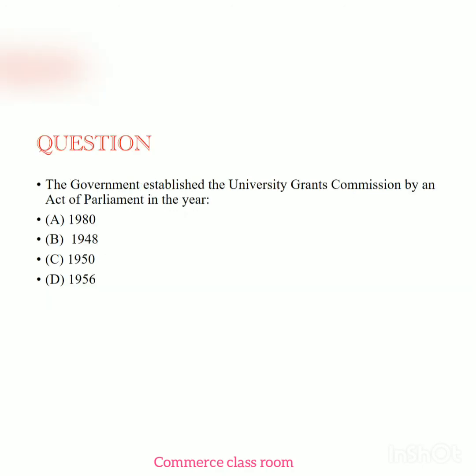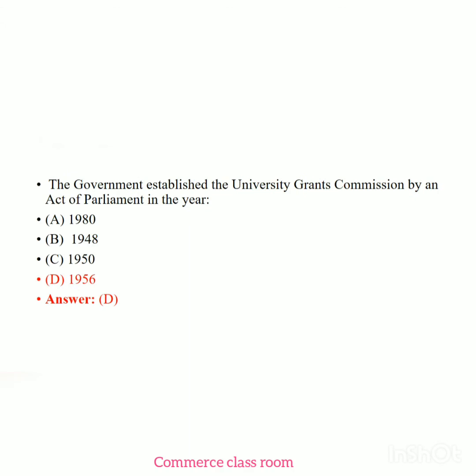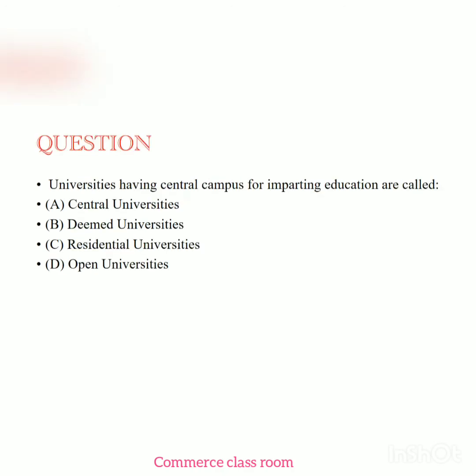Next question. The government established the University Grants Commission by the Act of the Parliament in the year option A, 1980, option B, 1948, option C, 1950, and option D, 1956. You all know the answer. Option D is the correct answer. 1956 is the correct answer.